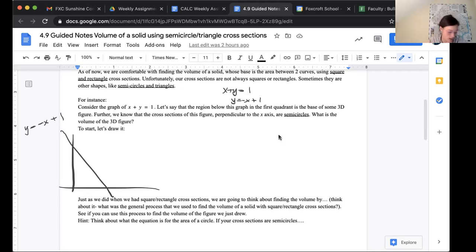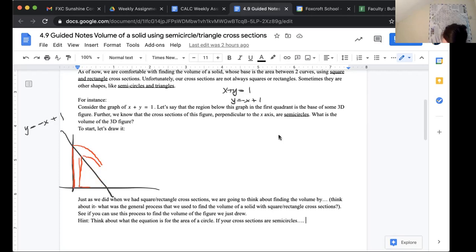So I'm going to do my very best to draw this. I'm going to have the base right here, and then coming up is going to be a semicircle. So it's going to look like a D almost, or it actually looks exactly like an uppercase D. So here are semicircles. And hopefully you can kind of picture, the base of this region is this triangle, and then coming up, we have these semicircle cross sections. And just like we did with square and rectangle cross sections, we are going to take these little slices and give them some depth.